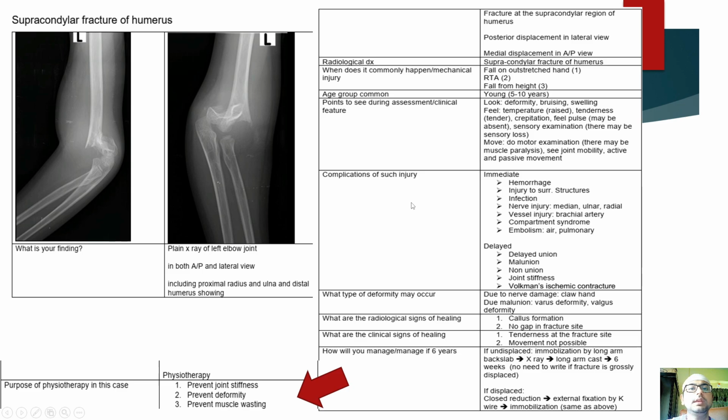Okay, what are the complications? Hemorrhage, injury to surrounding structures, infection, nerve injury: median, ulnar, and radial nerve, vessel injury, brachial artery injury, compartment syndrome. The most dangerous and most concerning issue is compartment syndrome, and sometimes air embolism. And delayed complications, if the patient stays with this: delayed union, malunion, and non-union, joint stiffness, Volkmann ischemic contracture. And what type of deformity may occur due to nerve damage?